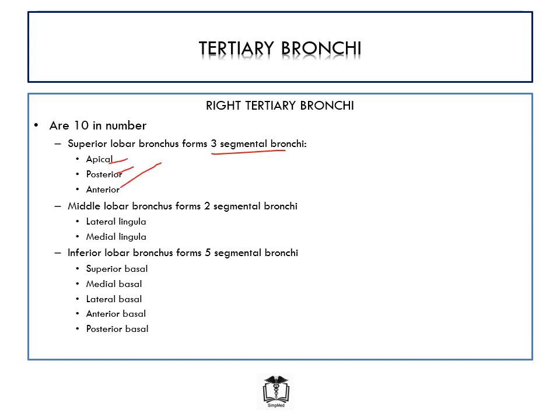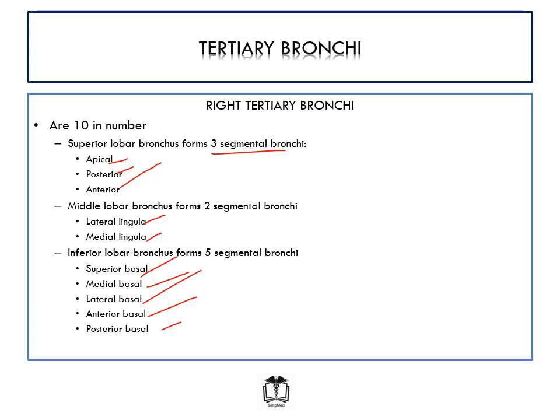The middle lobar or secondary bronchus gives rise to two segmental or tertiary bronchi. These are the lateral and the medial lingual. And then finally, the inferior lobar or secondary bronchus gives rise to five segmental or tertiary bronchi. This includes the superior basal, the medial basal, the lateral basal, the anterior basal, and the posterior basal. And this is how we amount to having 10 right tertiary bronchi.